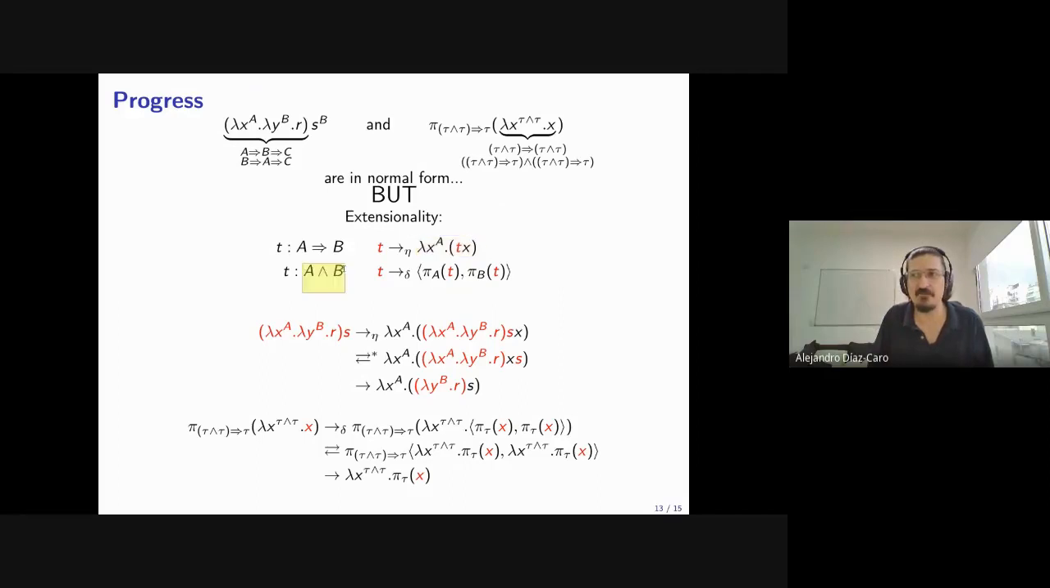In the same way, if you have a proof of A implies A and B, you can project the proof of A, you can project the proof of B, and then reconstruct the proof of A and B. Okay, so this almost does nothing. This is what is called extensionality, or extensional proofs, extensional rules. But this will solve our problem.